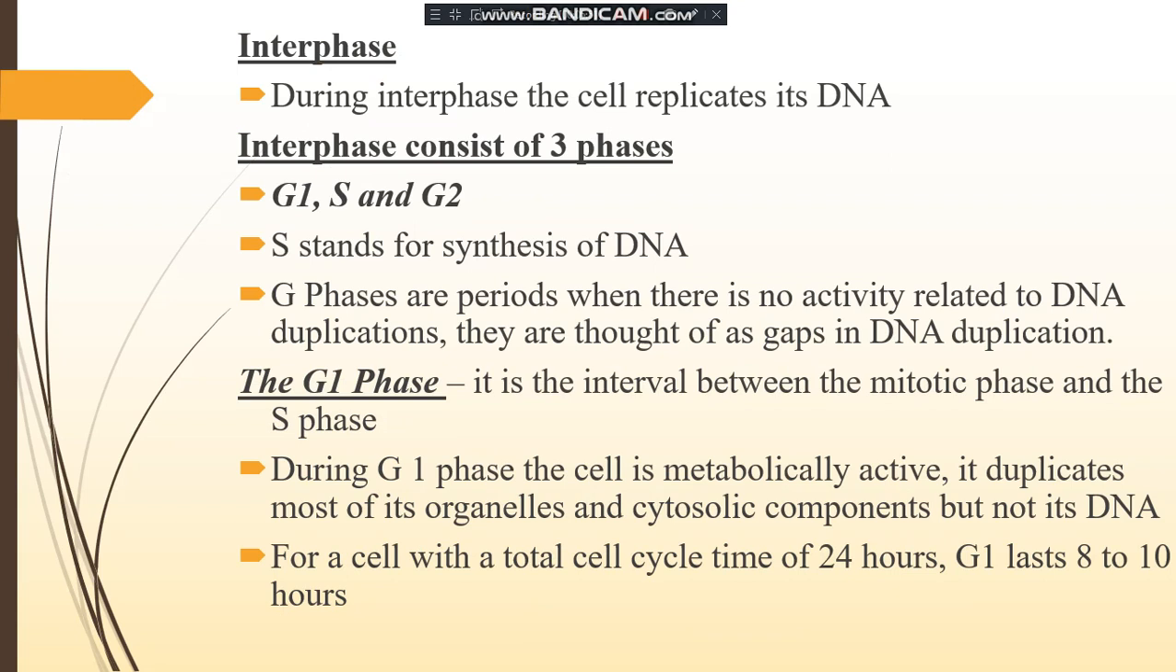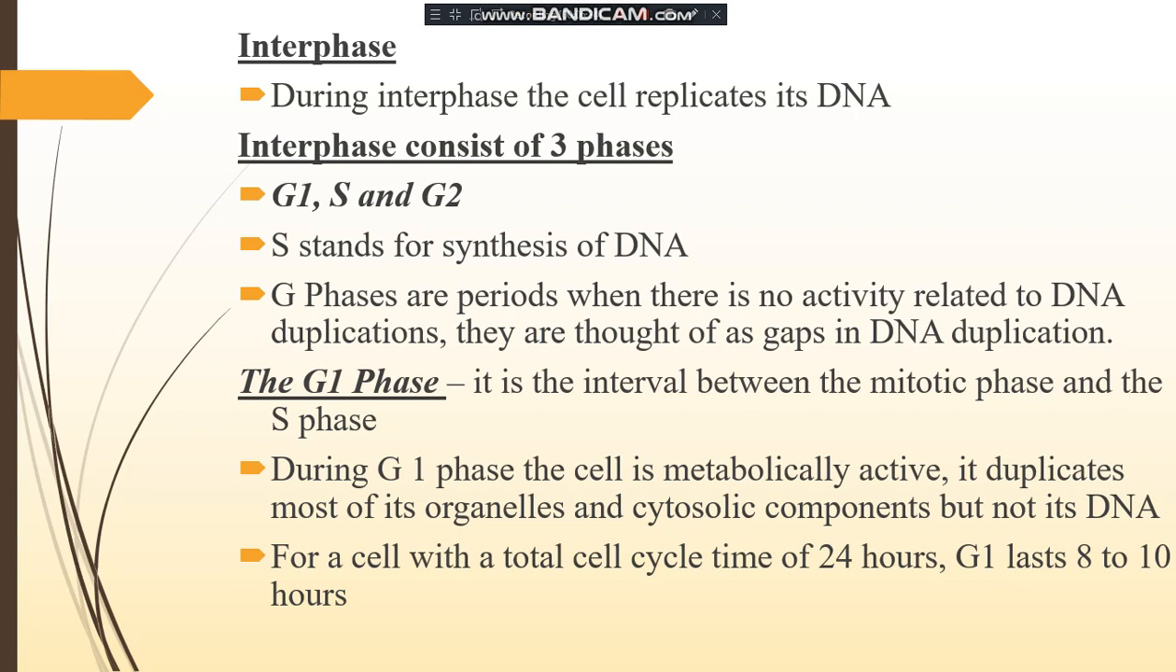So in interphase, there are basically three phases: G1, S and G2. S stands for synthesis of DNA. And G phases are periods when there is no activity related to DNA duplication. So we can call it a gap. Gaps in DNA duplication, that is G for gap. Here no division is taking place.